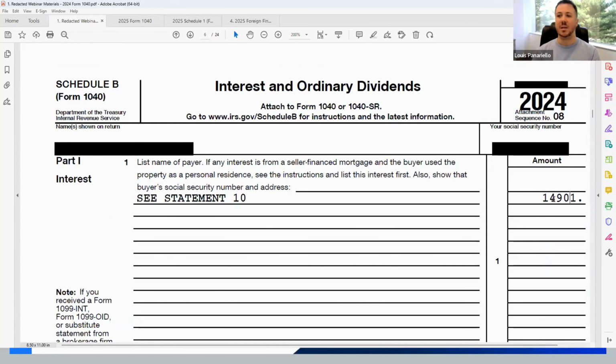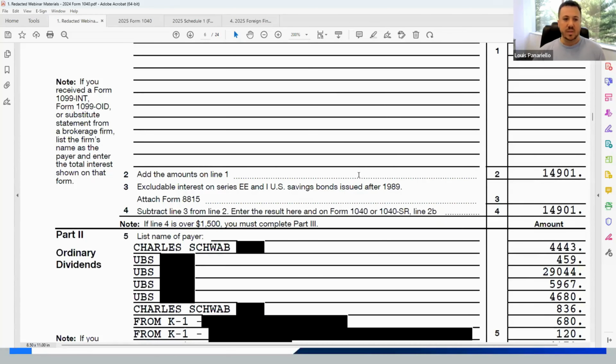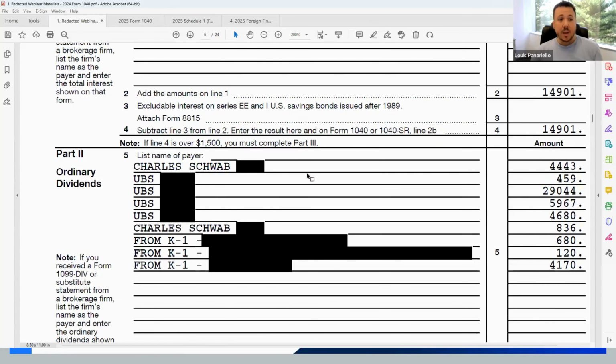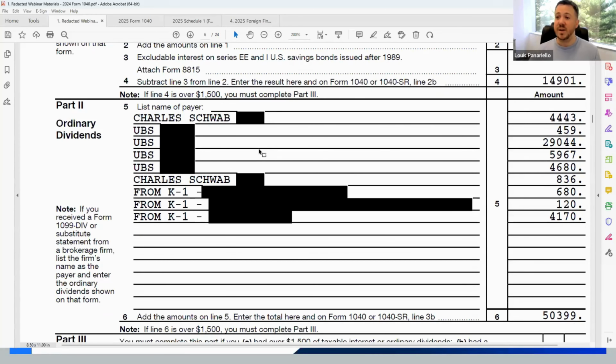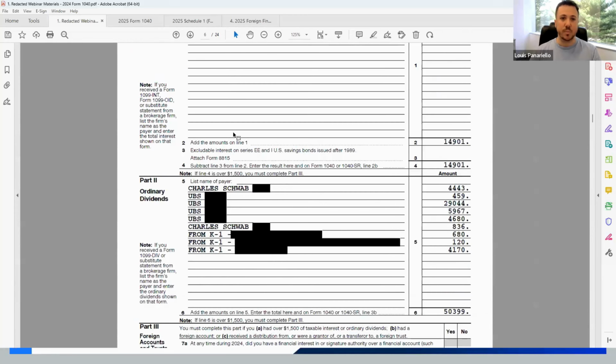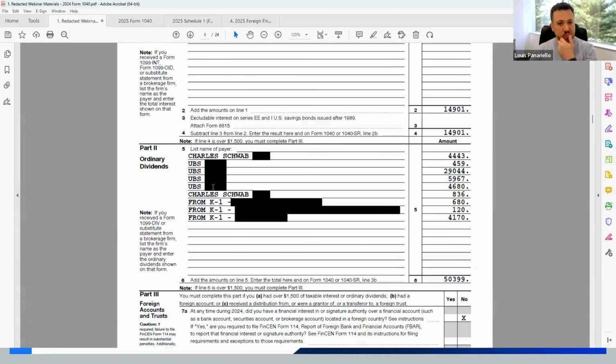Now you kind of see mechanically how the statements work in the back of the tax return. Let's move ahead to Part 2, which is ordinary dividends. Very similar to interest income. If there's a brokerage account that has investments that are spinning off dividend income, that dividend income is going to be reported by the taxpayer on Part 2 of Schedule B, to zoom out so that you see it.